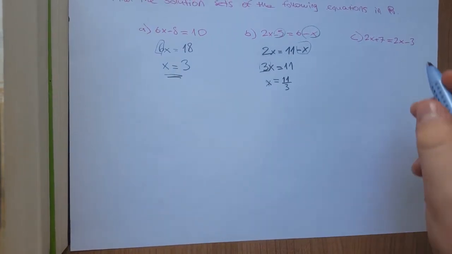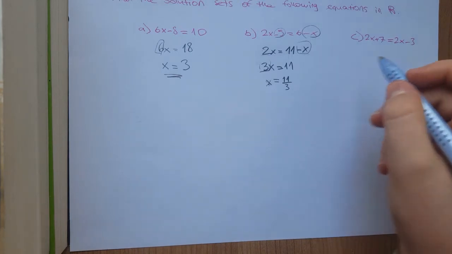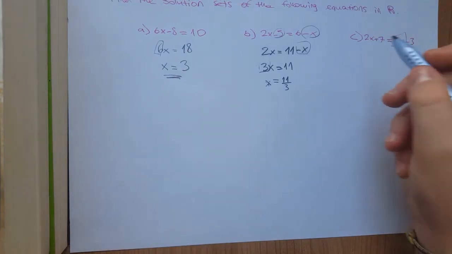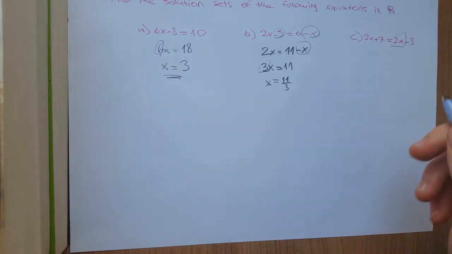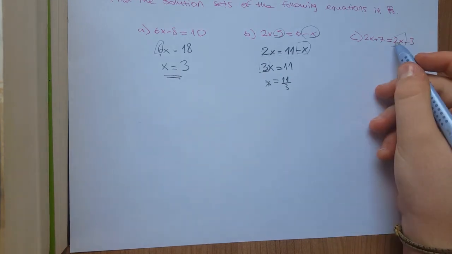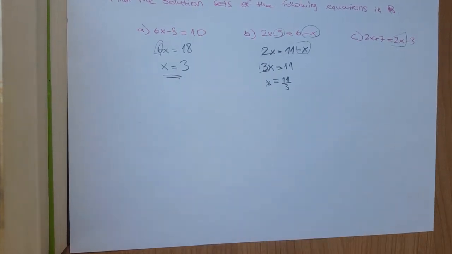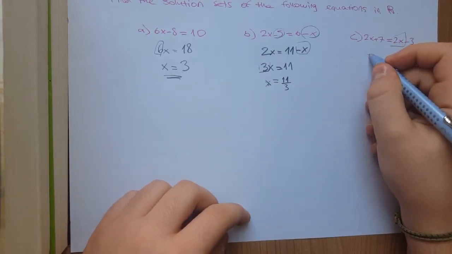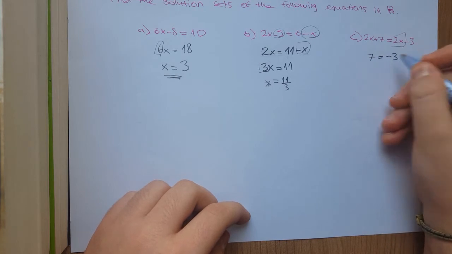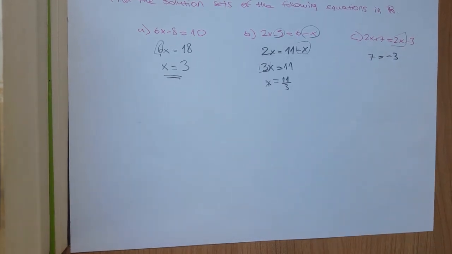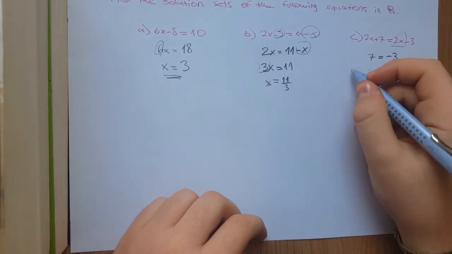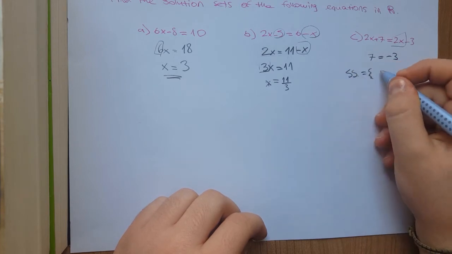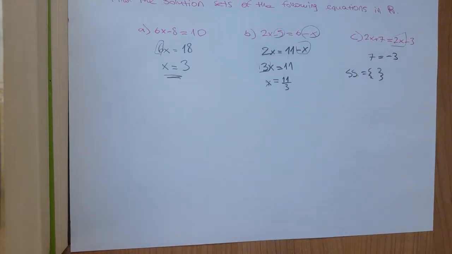And let's start. As you know, we have to get rid of 2x because we have to leave variables alone. But if we get rid of 2x, we will have to subtract 2x from both sides. But if we do, we get something like this: 7 equals minus 3. And that's wrong. So this question's solution set equals an empty set.